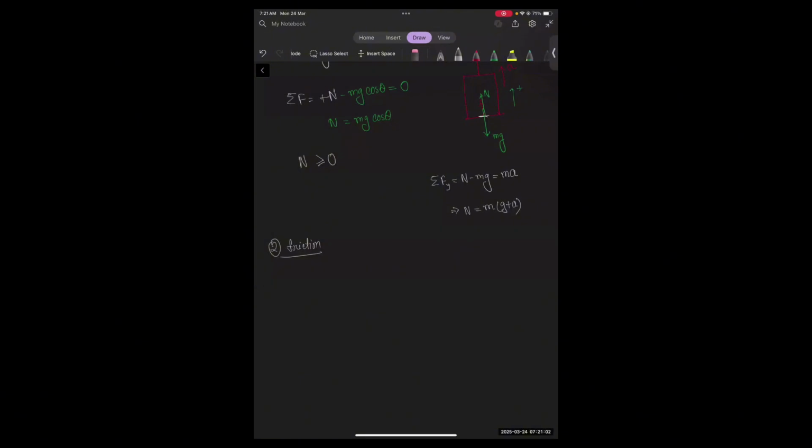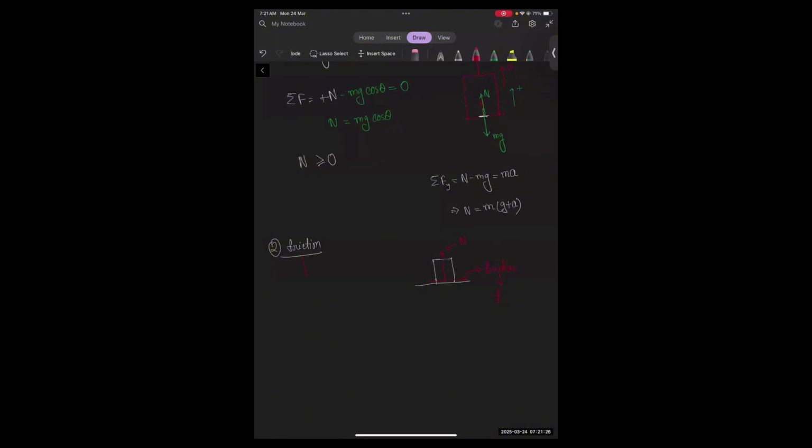All right, so friction. What is friction? Remember, we said a surface can apply two forces. One is perpendicular to the surface, another is parallel to the surface. The perpendicular one is called normal force. The parallel one is called friction force. And usually it's denoted by small f.